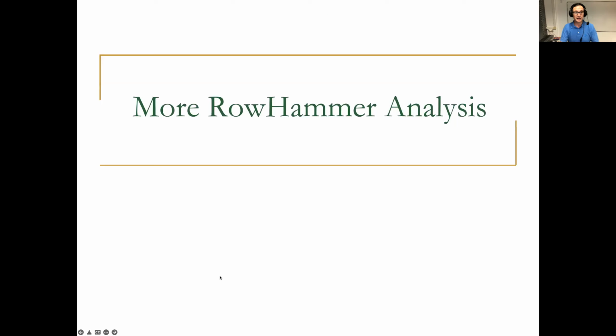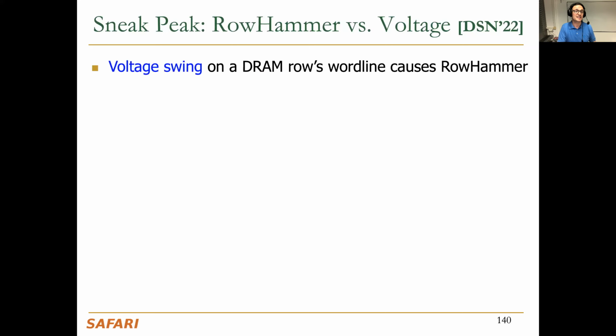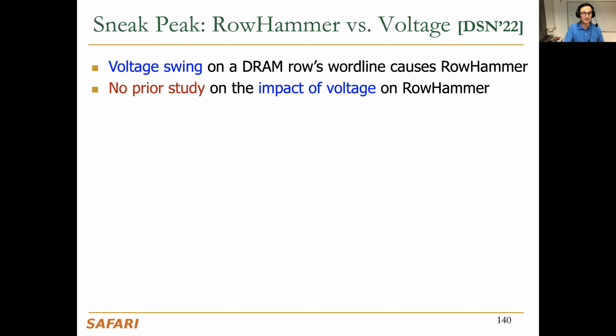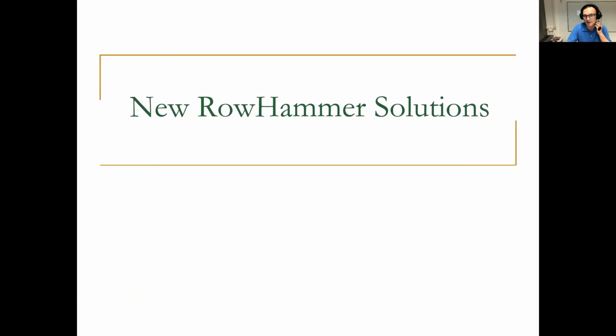There's more RowHammer analysis that we're doing right now, and this is going to appear in DSN in 2022, where we analyze RowHammer with respect to the word line voltage. We find that voltage swing on a DRAM row's word line causes RowHammer, and there's no prior study on the impact of voltage. We study this effect rigorously, and we find that RowHammer vulnerability can be reduced via voltage scaling. It will not solve RowHammer completely, but it can reduce the vulnerability. For that, I would recommend you take a look at our upcoming paper.